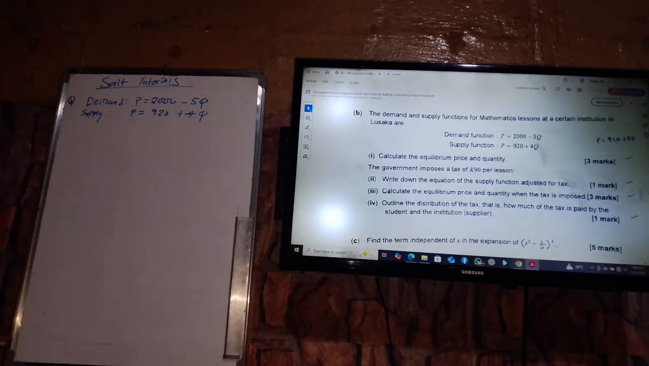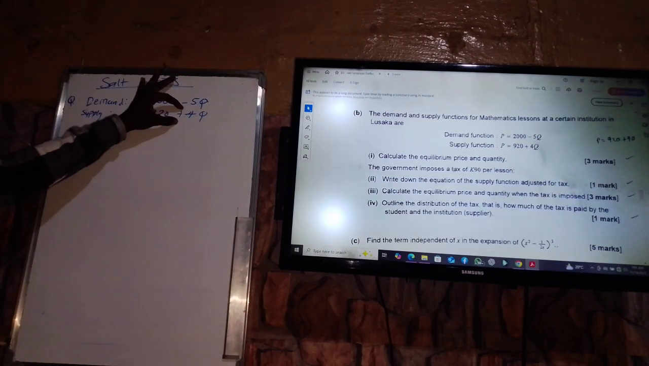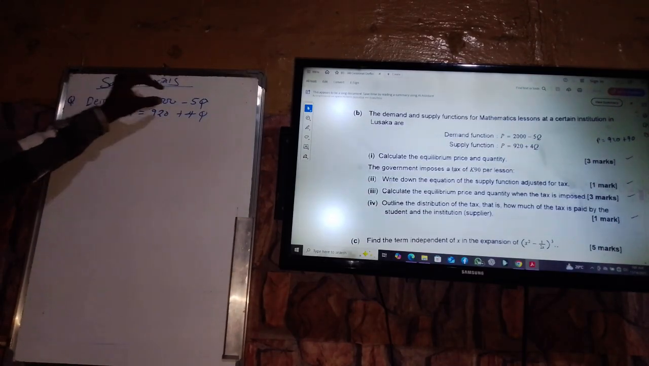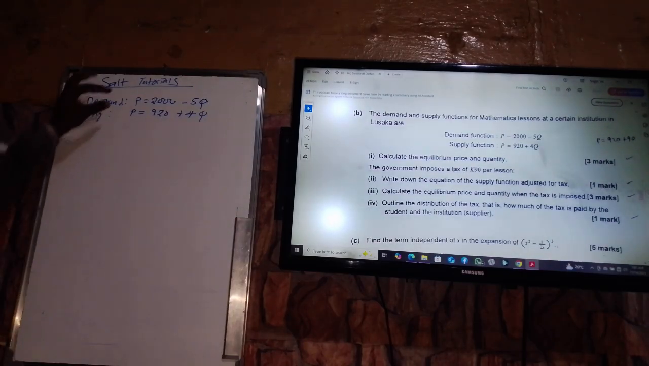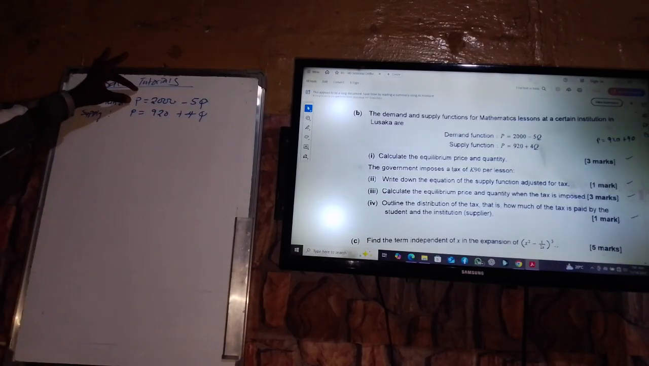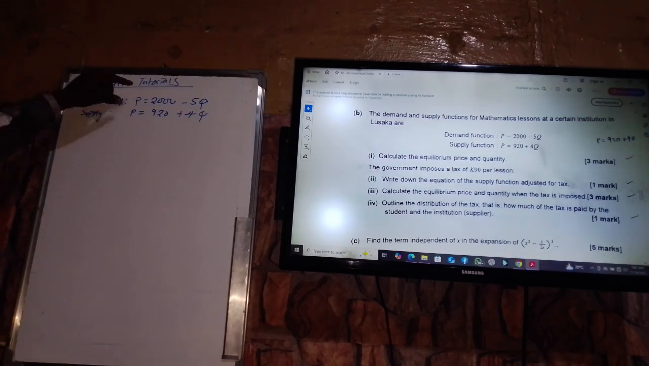So how do I know that this is a demand function? The demand function will always have a negative gradient. The supply function will always have a positive gradient. So what are we having here? A negative gradient emphasizes that price and quantity are negatively related when it comes to the demand function. As price increases, the quantity demanded will decrease.